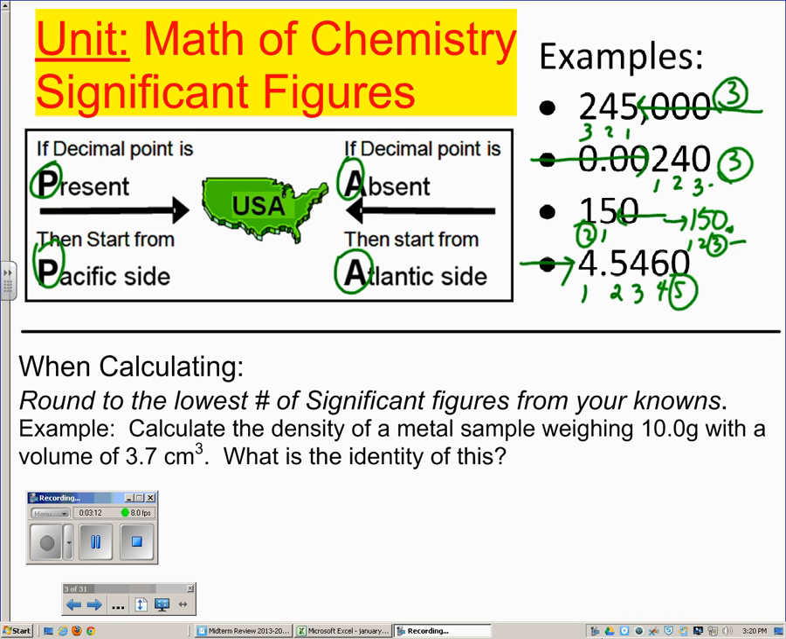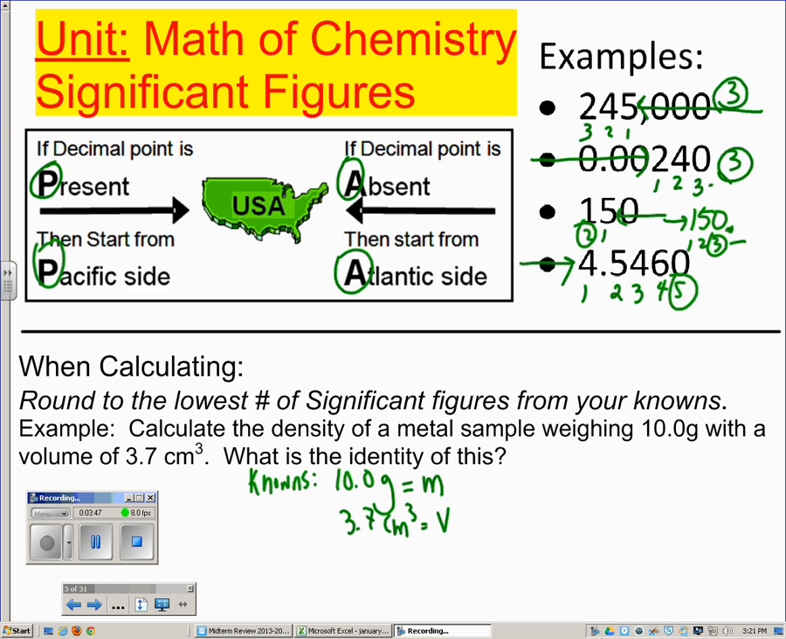So, for example, if you're calculating the density of a metal sample weighing 10.0 grams with a volume of 3.7 centimeters cubed, and you want to find the density, the first thing you want to write down are your knowns. In this case, your knowns are 10.0 grams for the mass, and the volume is 3.7 centimeters cubed.